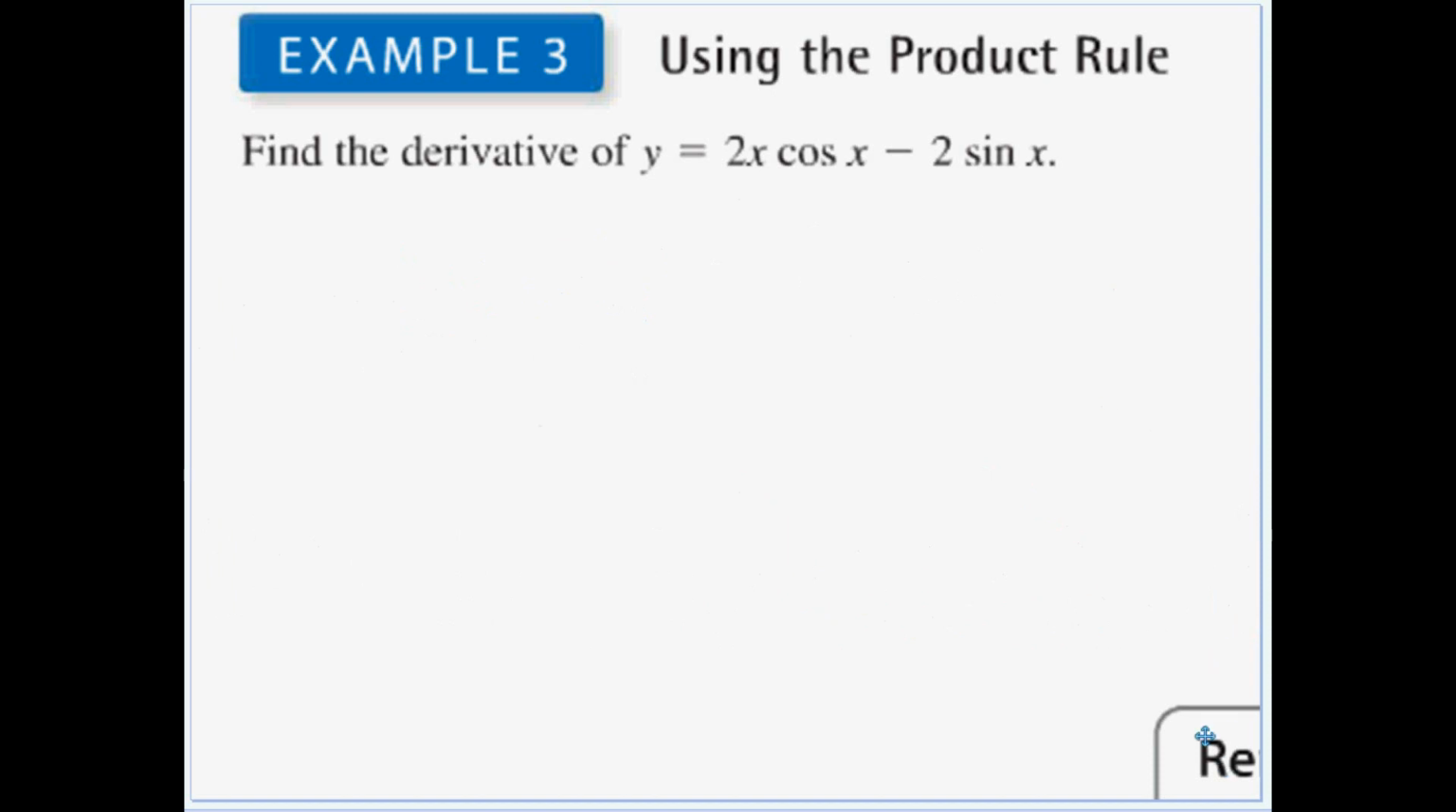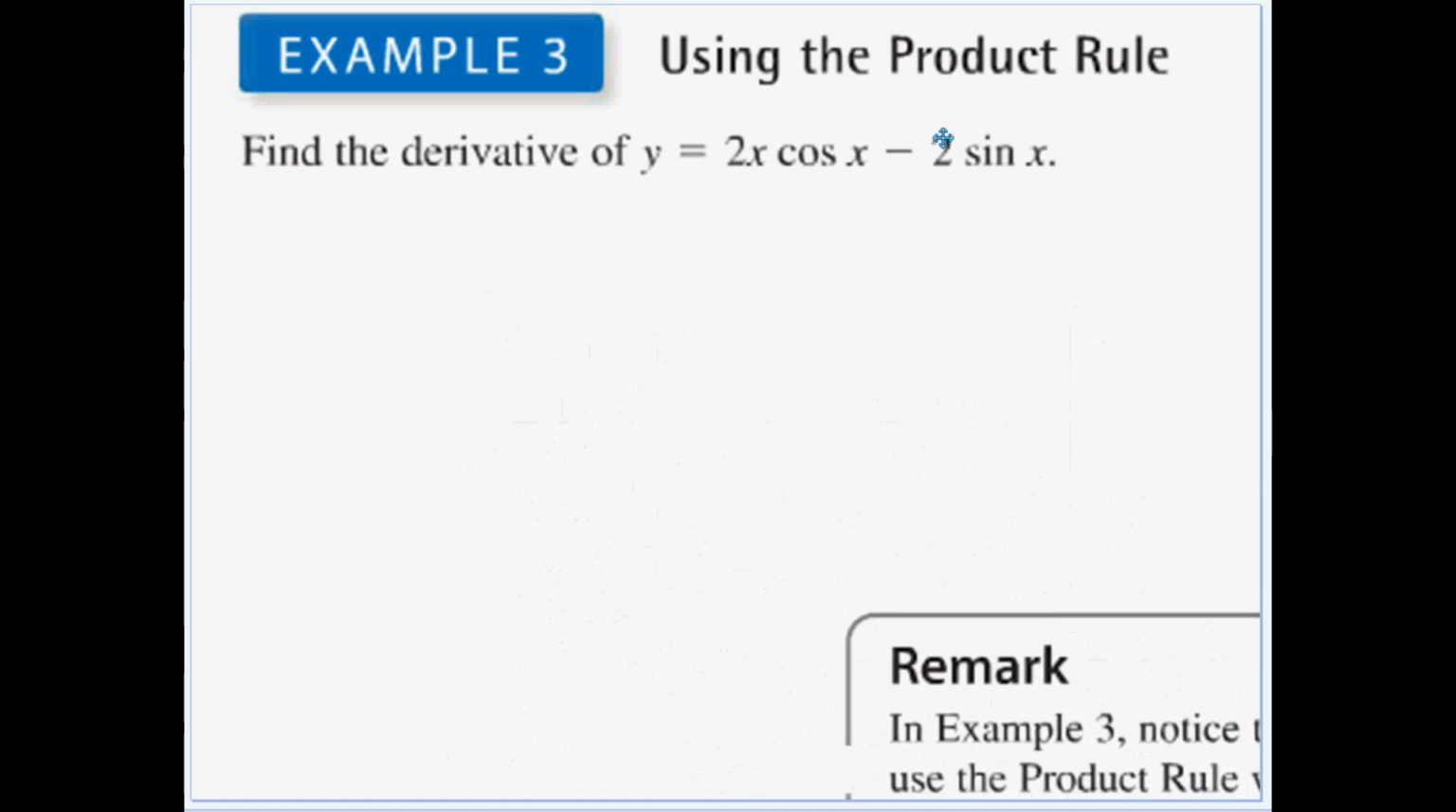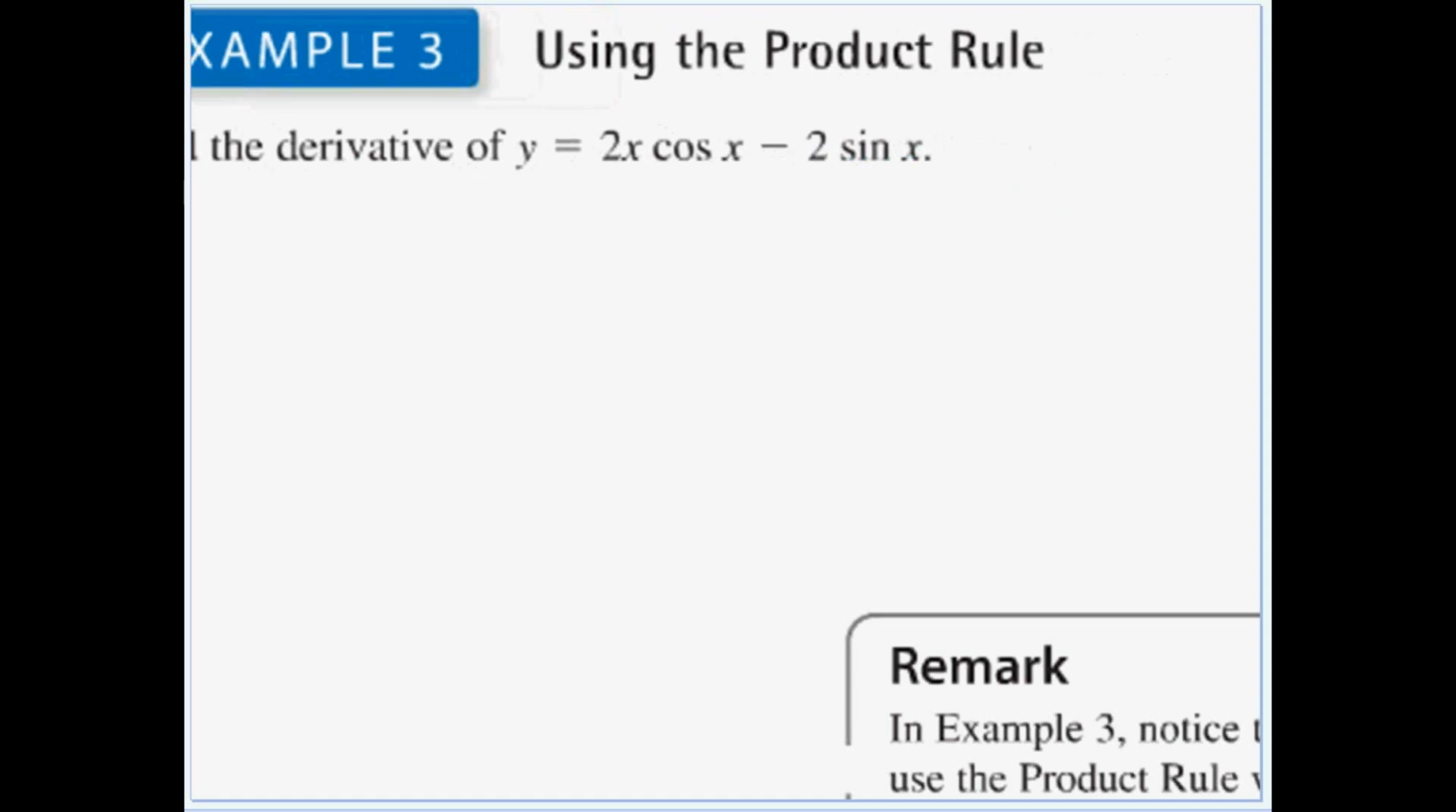What's this hiding in the corner? In this example, notice that we can use the product rule when both factors of the products are variable. You can use the constant multiple rule when one of the factors is constant. You know, this 2 sine x, we did not do the product rule on it. If you accidentally do, it might still work out because the derivative of 2 would be 0 and the derivative of sine would be cos x. So when you do the product rule here, you'd have a 0 times sine, which is going to cancel out.